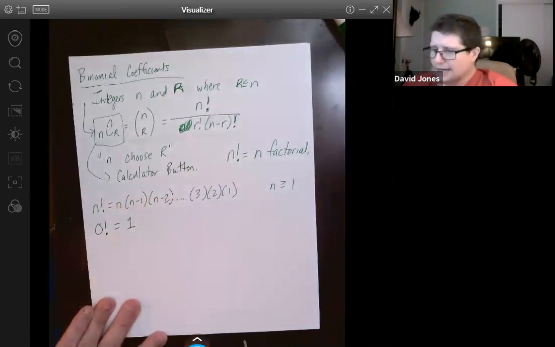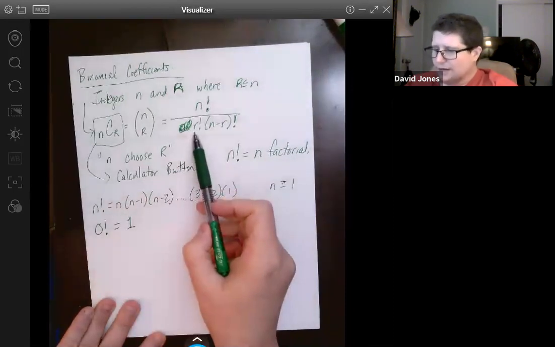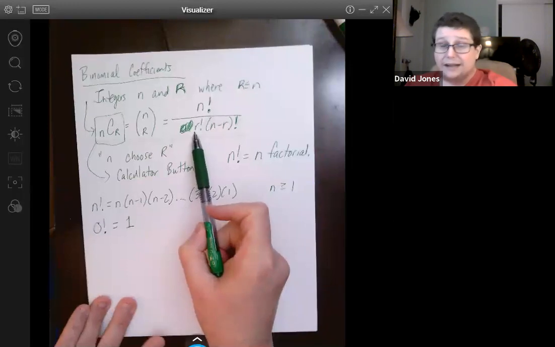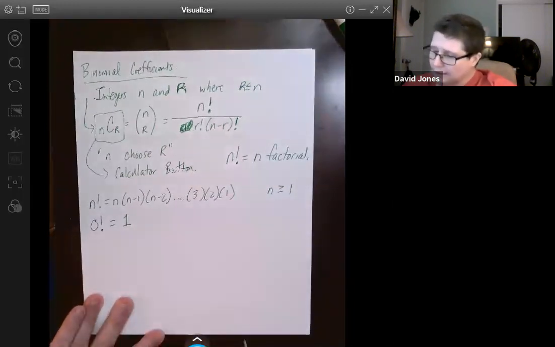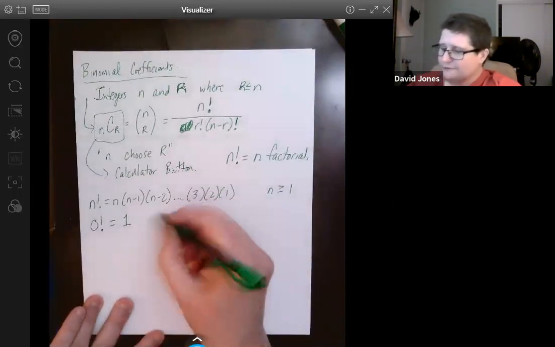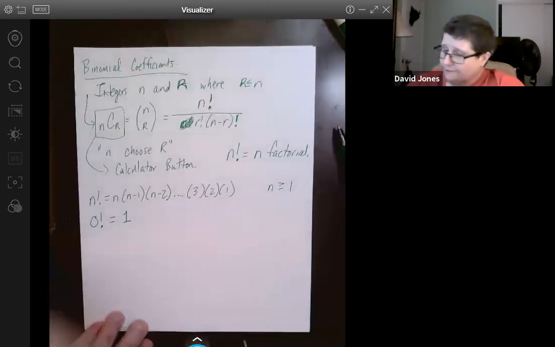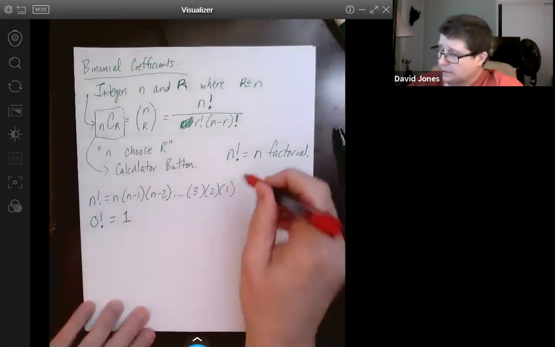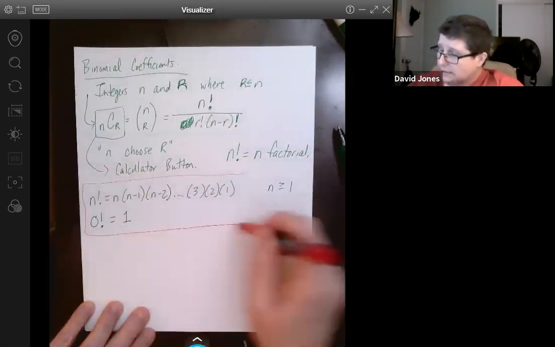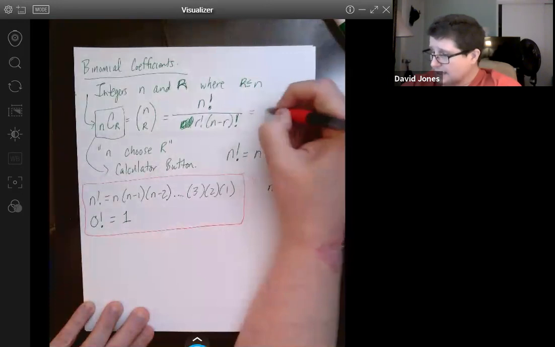And the reason for that is, notice if we have this here, we do not want 0 factorial to go down to 0. That would put a 0 in the denominator. That would be bad juju. We don't want that. So we define 0 factorial to be equal to 1. Those are factorials. And this is nCr.